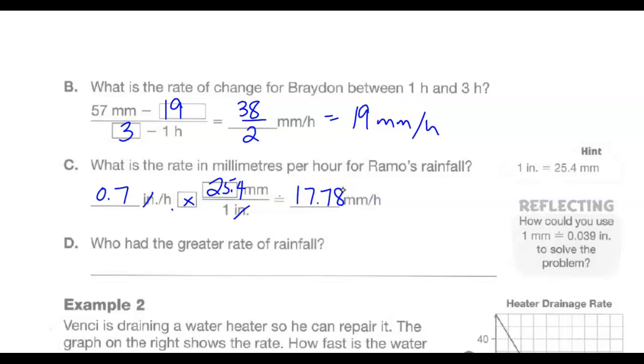Okay, so who had the greater rate of rainfall? That would be Braden, because his was 19 millimeters per hour, and Ramos's was 17.78 millimeters per hour.